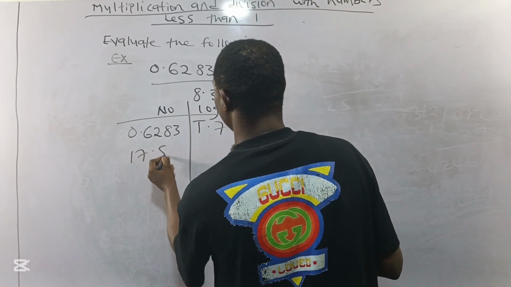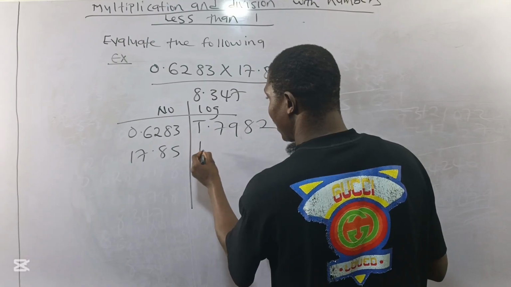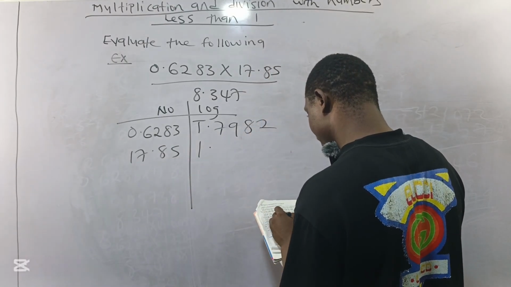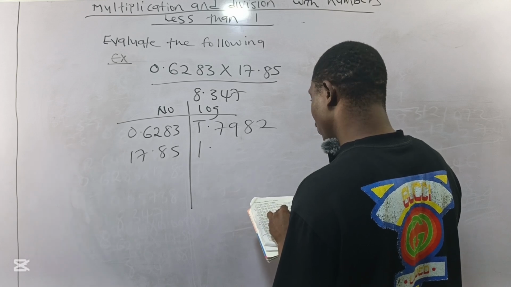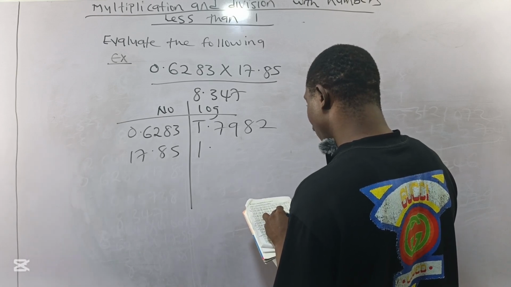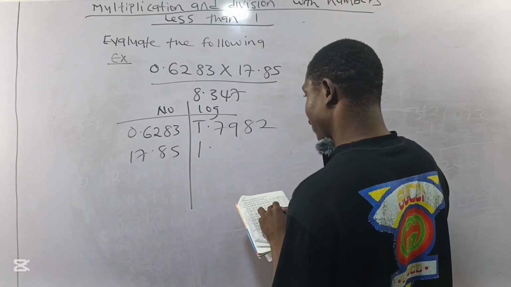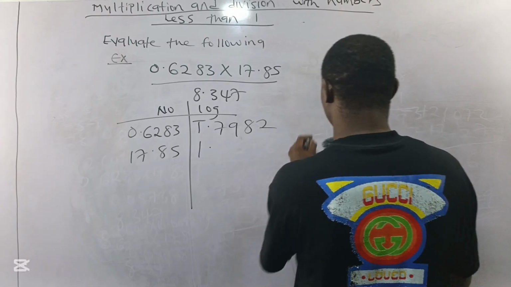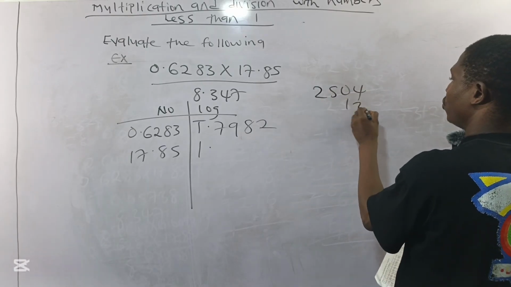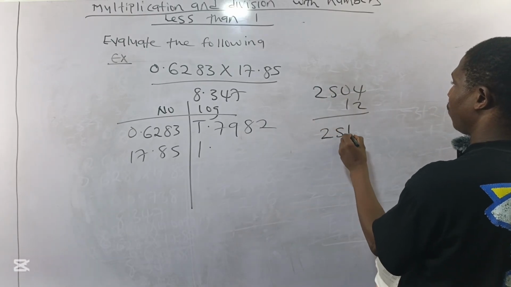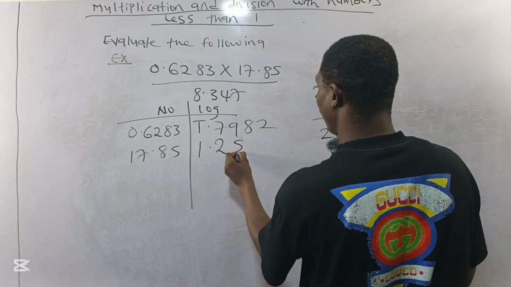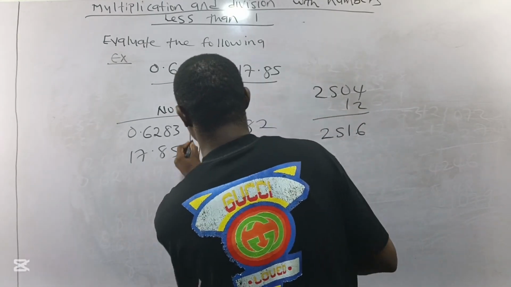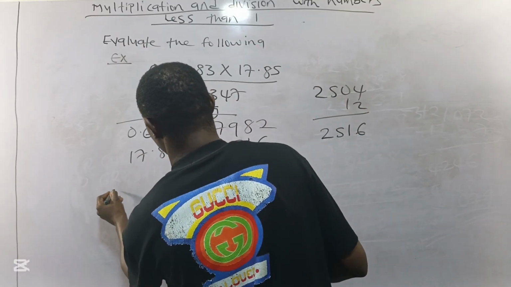And we also have 17.85. The characteristic should be 1 point. 17 under 8 should give me 2504. And difference 5 is 12. 2504 plus 12 will give me 2516. So I have 2516. Because of the multiplication, we have to add these up.